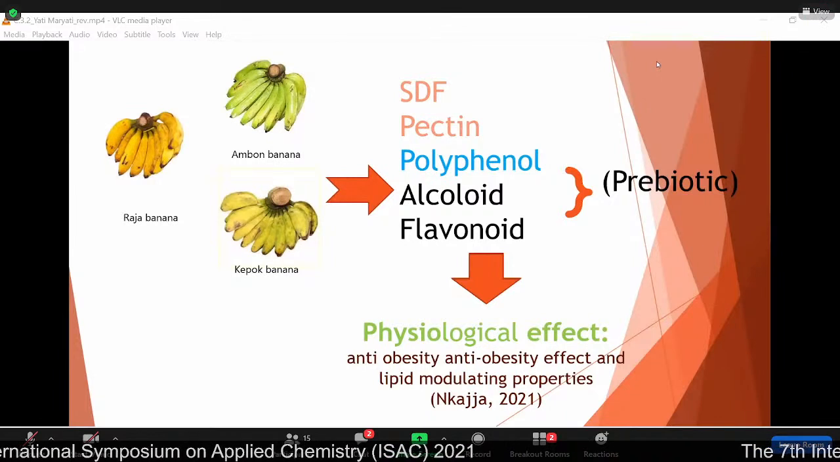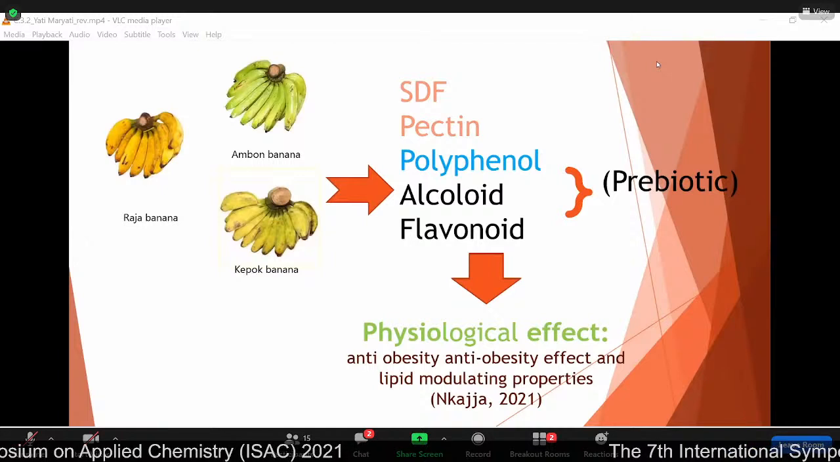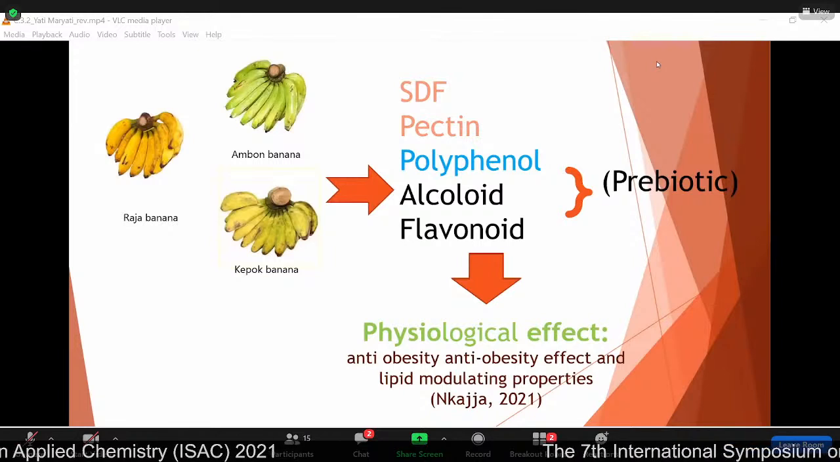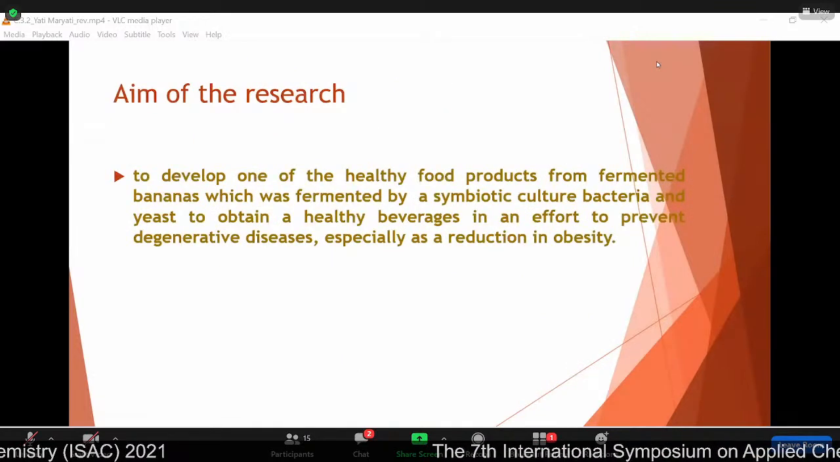It has been reported by Wei et al. in 2021 that dietary modification increasing banana has anti-obesity effect and lipid modulating properties. In this study, various types of banana will be fermented, using a consortium of bacteria and yeast, or SCOBY.